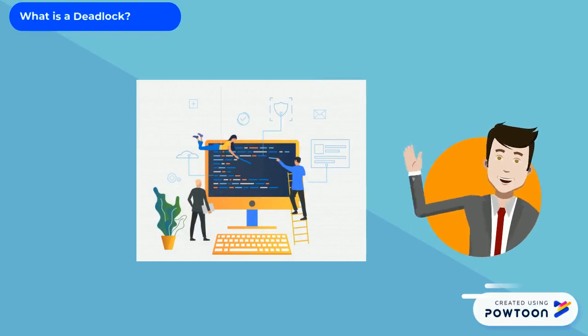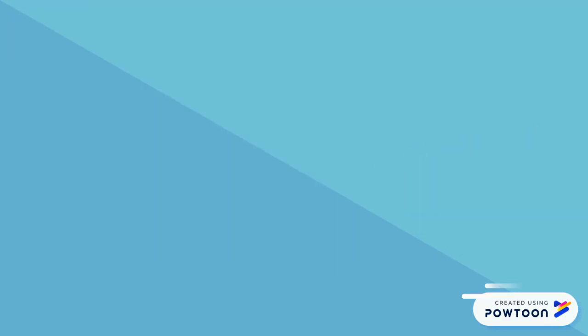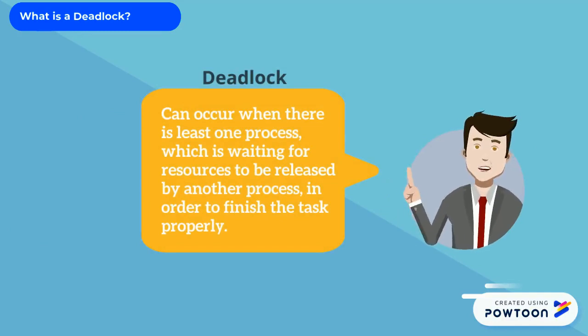Nowadays, operating systems can handle multiple tasks at once, but sometimes they have to deal with a problem called a deadlock. A deadlock can occur when there's at least one process which is waiting for a resource to be released by another process in order to finish the task properly.